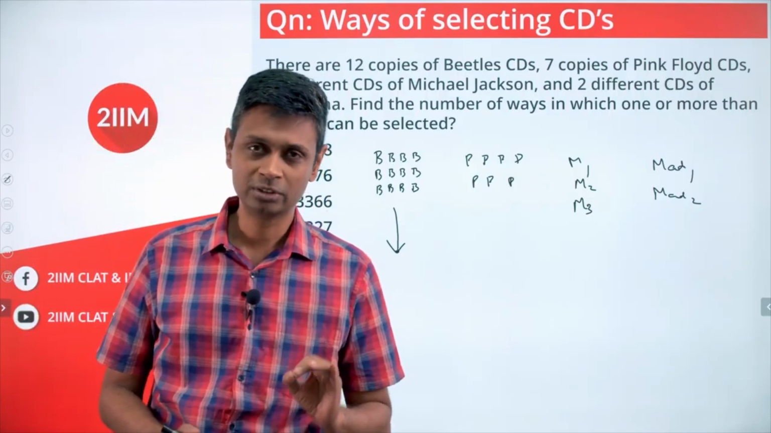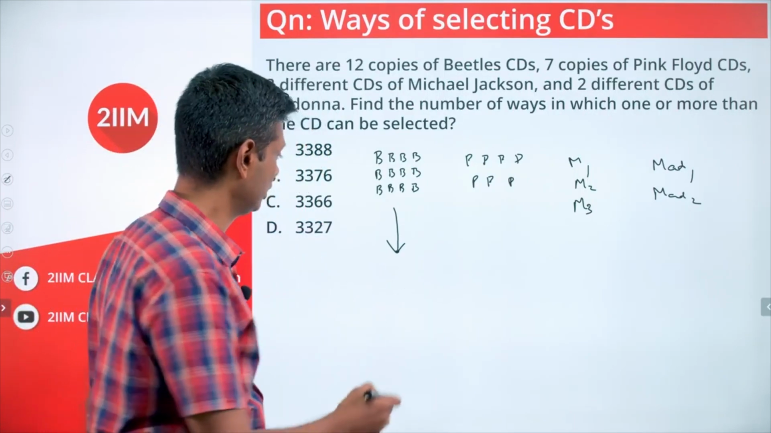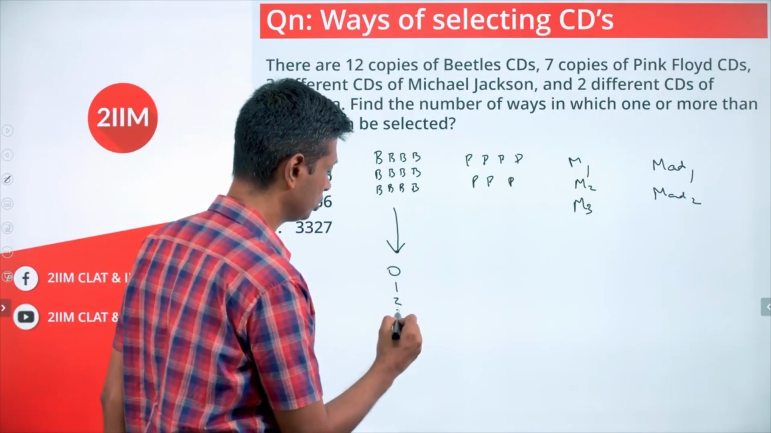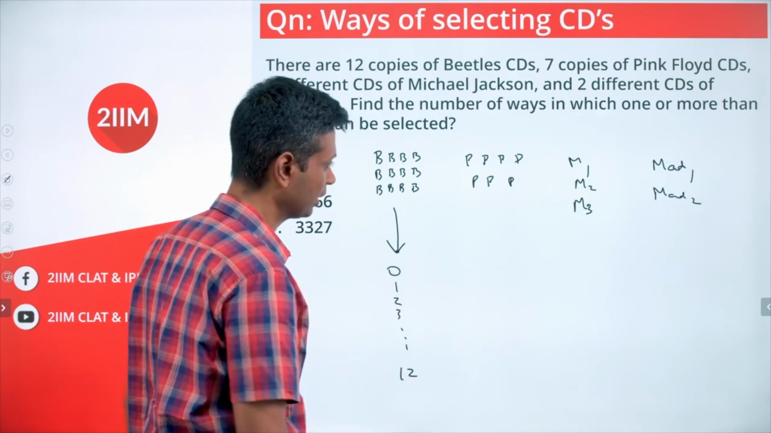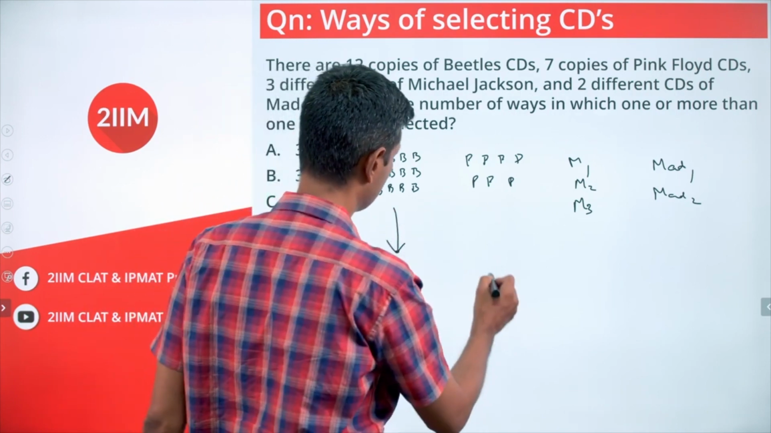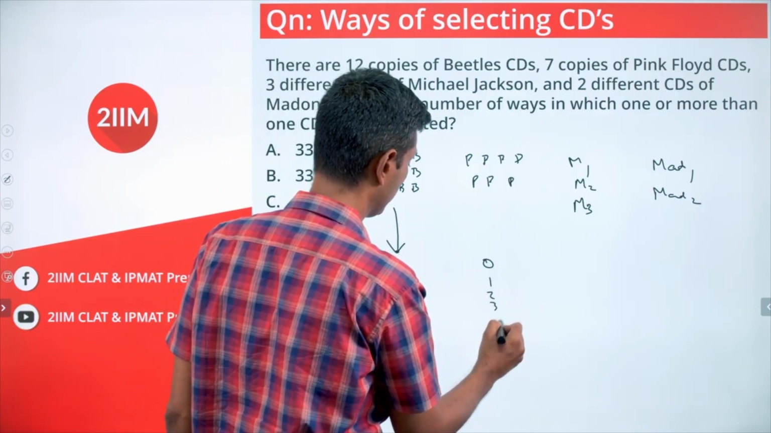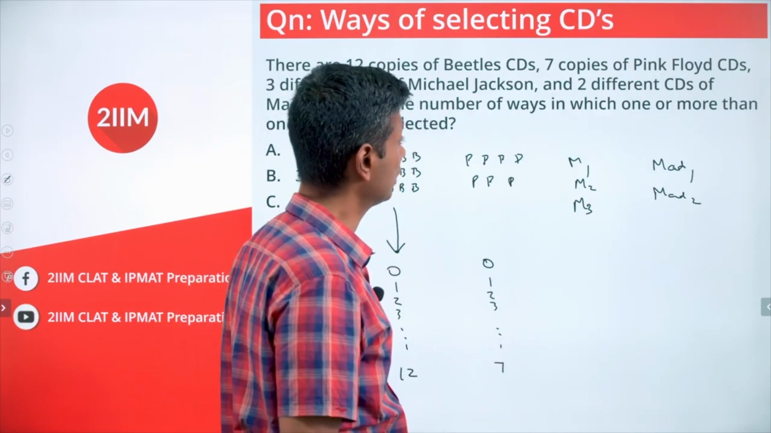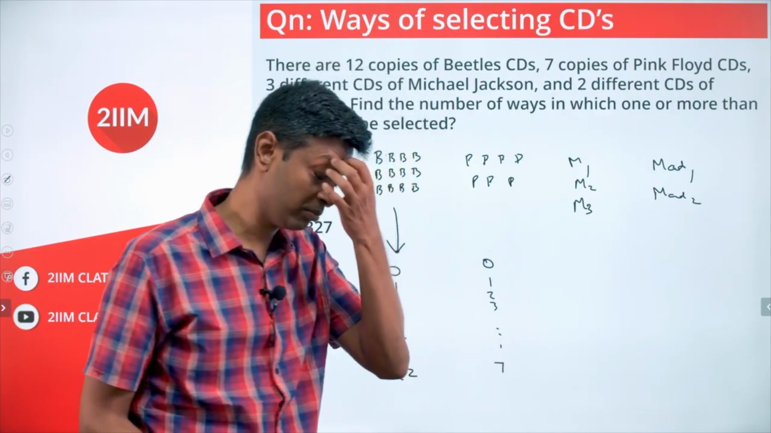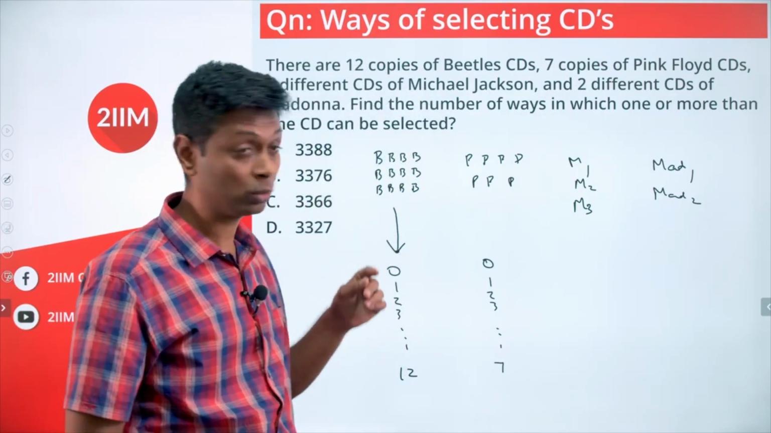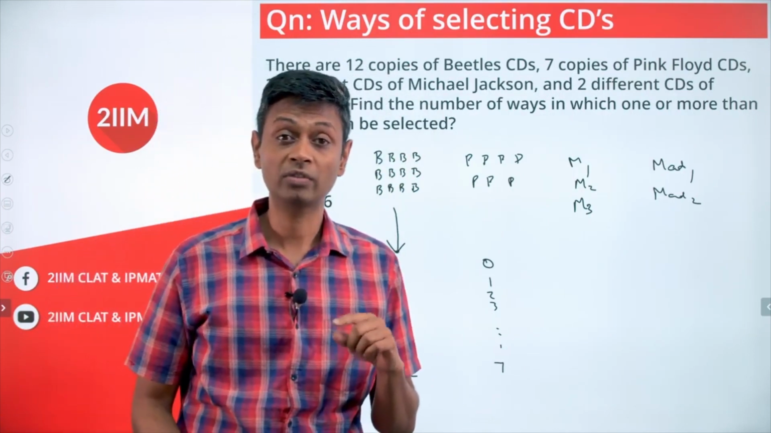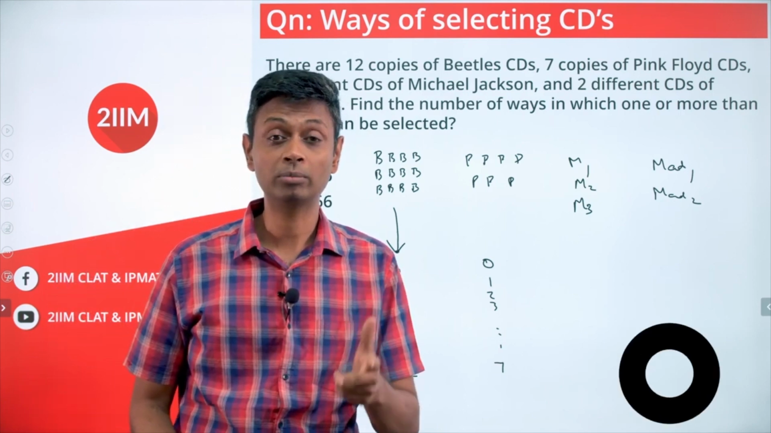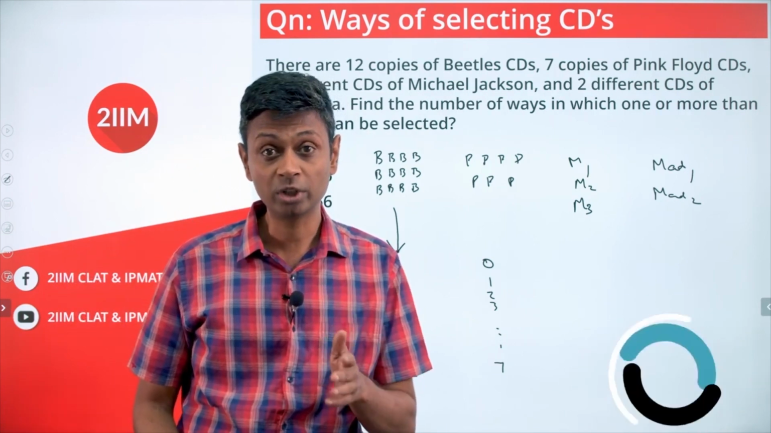of items. So as far as the Beatles CDs are concerned, I can say I'll do 0, 1, 2, 3 or all 12 of them. As far as the Pink Floyd CDs are concerned, I'm going to do either 0, 1, 2, 3 or all 7 of them. Now, coming to this M1, M2, M3, I could have M1 and M2, I could have M2 and M3, I could have M1 and M3, I could have M1, M2, M3, only M1, only M2, only M3.